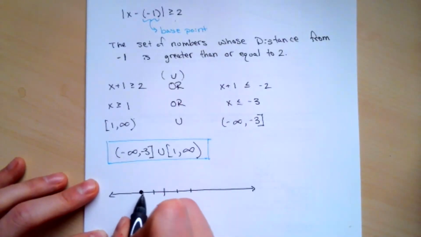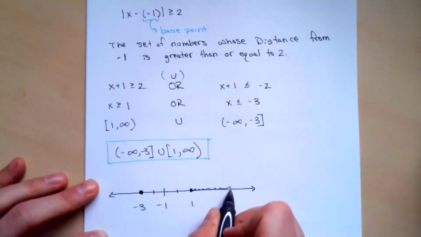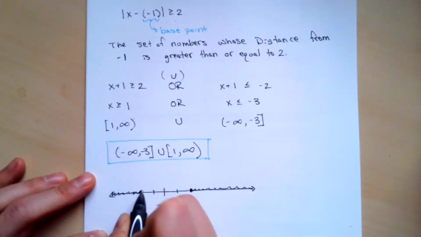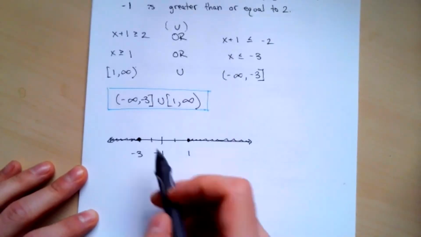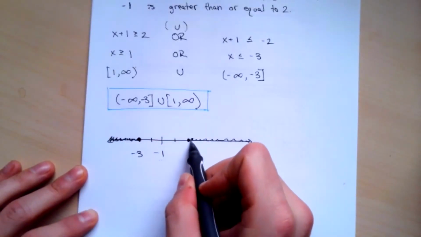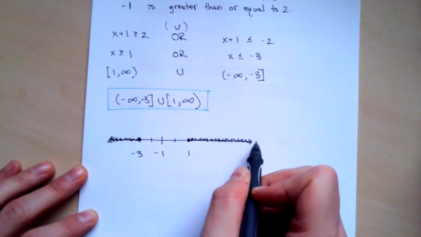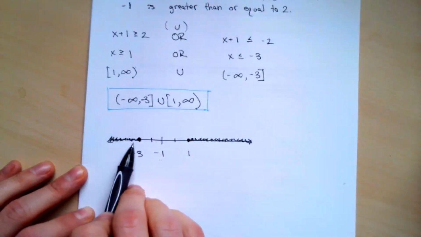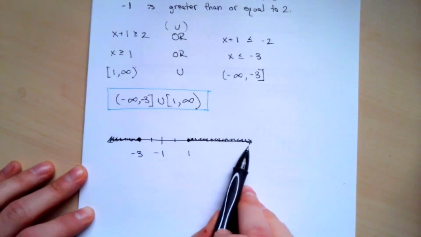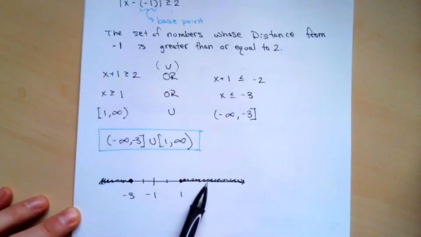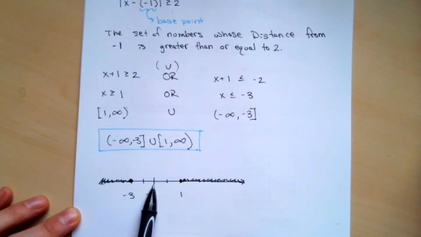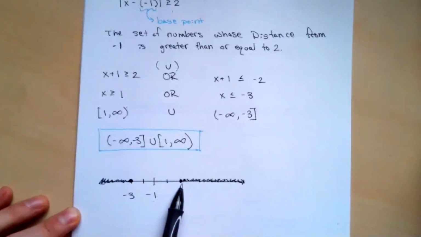And what was our solution? Well, my distance from this -1 had to be bigger than 2. So graphically, this is our solution set. And notice how that coincides with our interval notation: -infinity up to -3, union -1 to infinity. And notice how that coincides with our words, too. The distance from any point over here to this -1 base point is more than 2 steps away.